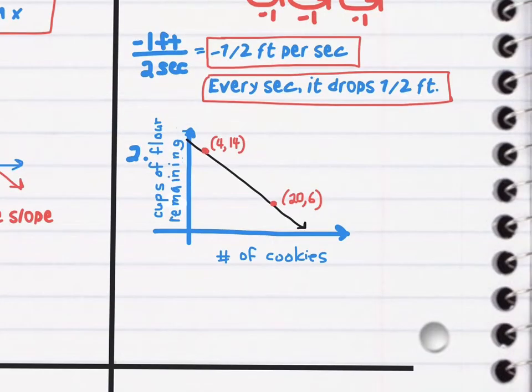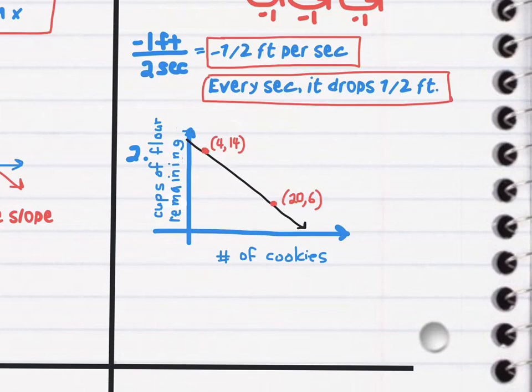Okay, for problem 2, I want you to copy this graph as you see it on your screen. Pause the video, and when you're ready to continue, press play. Okay, so here we're going to talk about finding the constant rate of change using a graph. On the graph here, we have 2 points: (4, 14) and (2, 6). The 2 quantities that we're looking at are the number of cookies versus the cups of flour remaining.